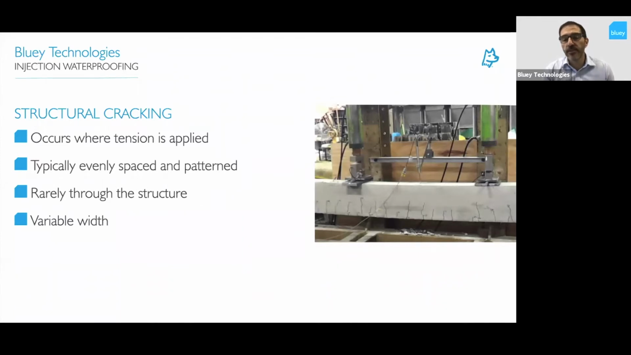And it's variable width, so it's wider at the surface than it is at the neutral axis or the center of the beam. So you can see why identifying this as structural cracking when you're looking from below would be important in terms of selecting your repair method, compared to a crack which might go right through the structure.